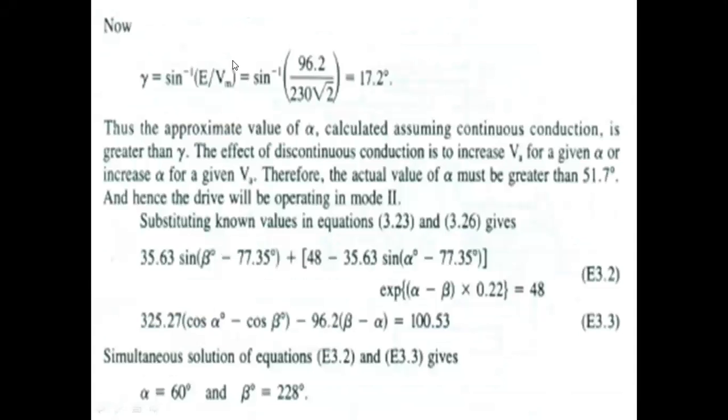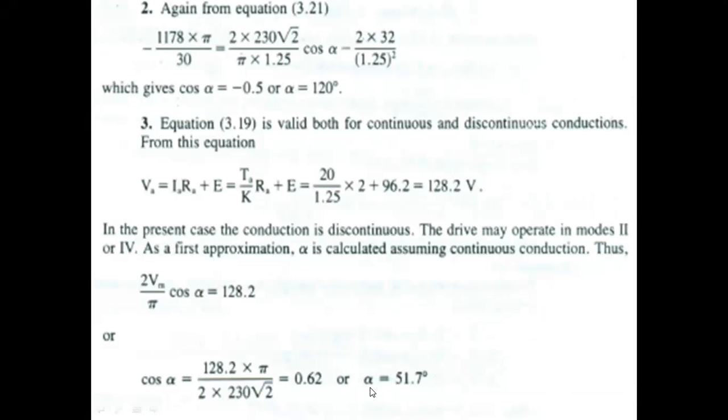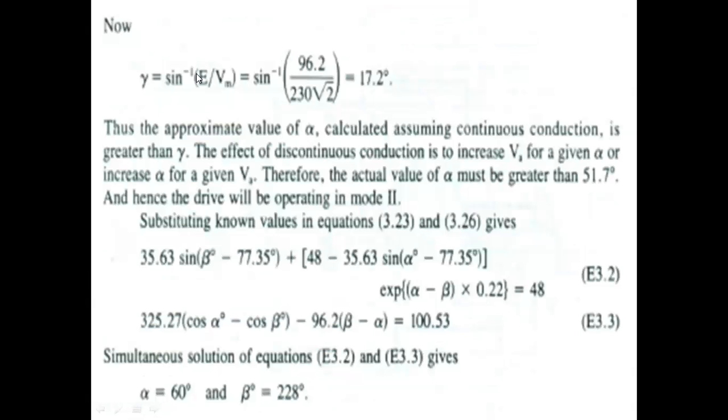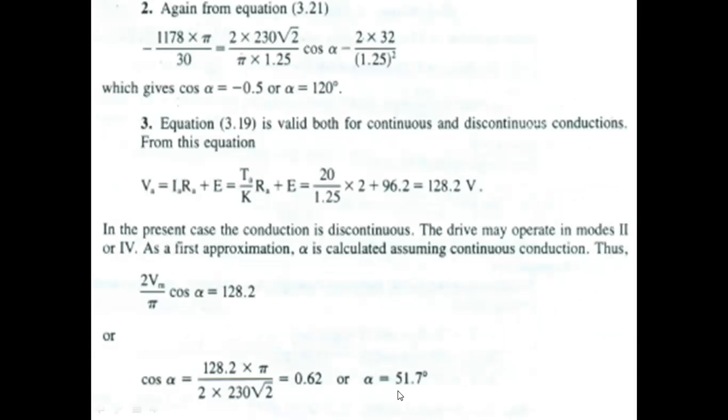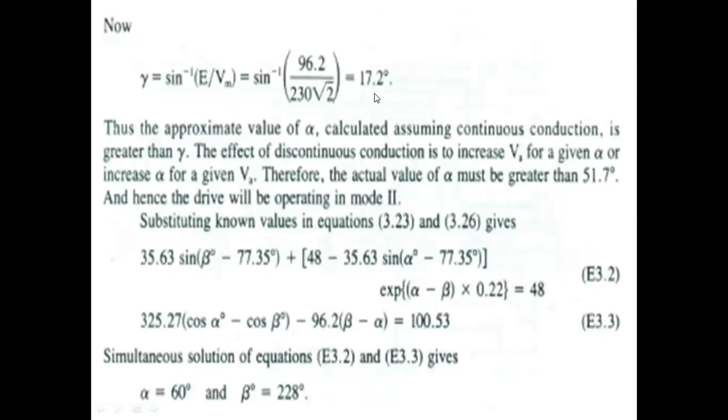Now gamma you have to find out, and we have to check whether alpha is greater than gamma. For gamma, sin inverse E by Vm, so 17.2. So alpha is how much? Alpha is 51.7 and gamma is 17.2. So it is clear that alpha is greater than gamma.